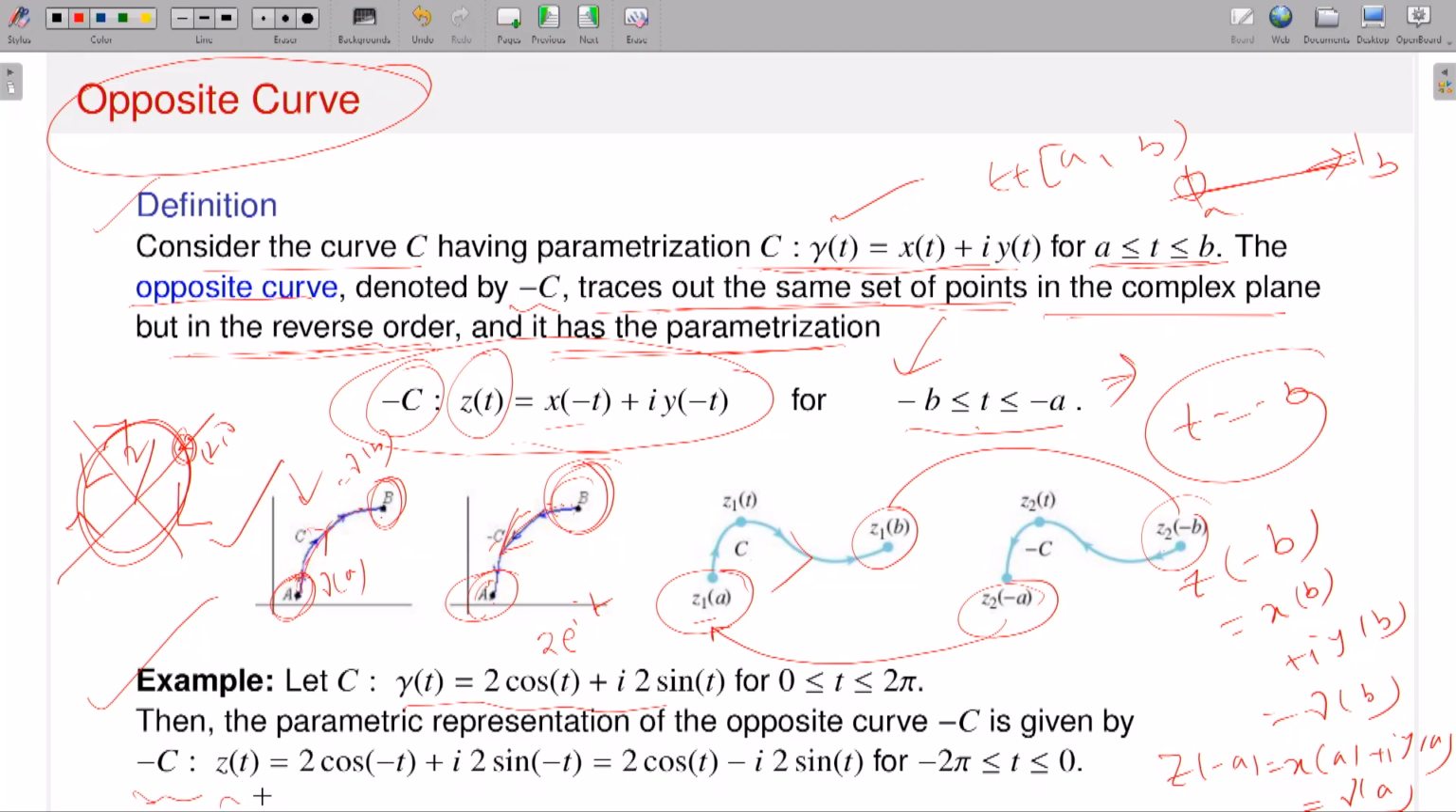So for minus C, z(t) equals 2 cosine of minus t plus 2i sine of minus t, because this is the definition. This is 2 cosine t minus i times 2 sine t, but this time t runs from minus 2 pi to 0. So if I draw a picture, you will see it will start from here, but this time it will move in these directions. So it traces the same set of points, but the directions will be opposite. I think I should stop here.